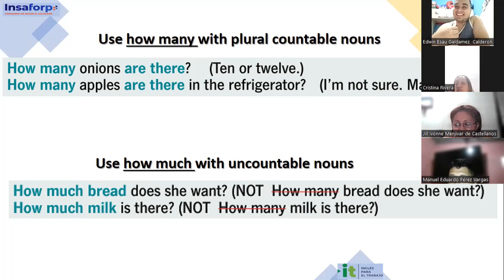Okay. But in English, it's not countable. Bread in general is not countable. Why? Because it is a mass. Es una masa, es un todo. Good. So in this case, how much bread? How much milk? Milk is not countable. In English, you cannot say una leche, dos leches, tres leches. Well, tres leches, un pastel, but cuatro leches, no, right? It's not possible. So not how many milk, but how much milk, right? Okay? Very good.